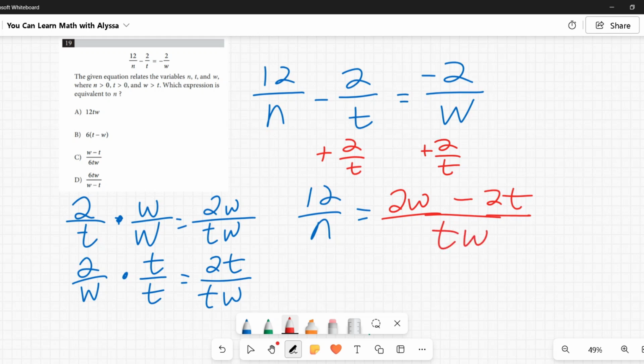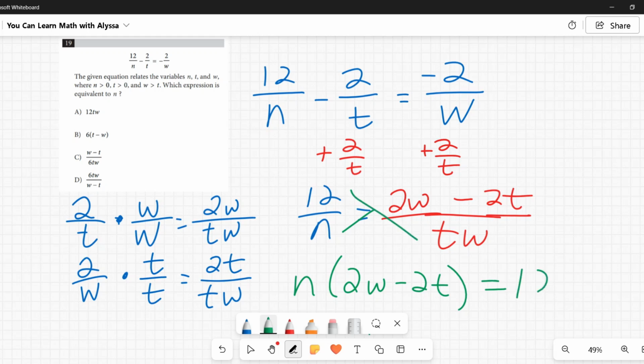The reason I like this is because now we can cross multiply and get rid of all of the fractions at once. Poof, they're gone. And I like that. So let's do that. Let's cross multiply. First, n times 2w minus 2t. I am not going to distribute. Then 12 times tw.